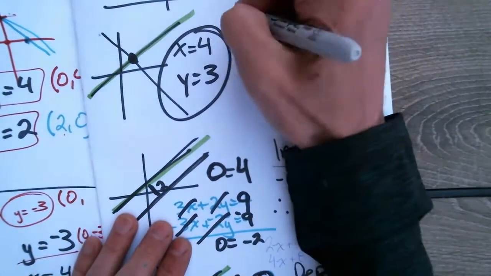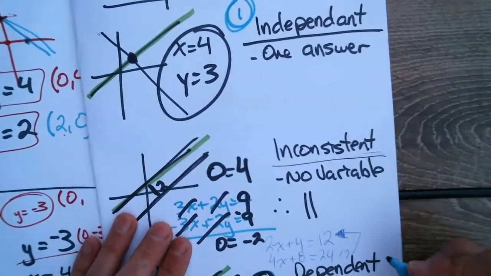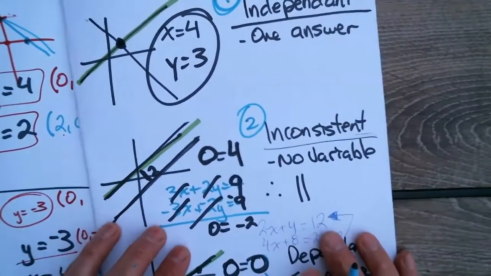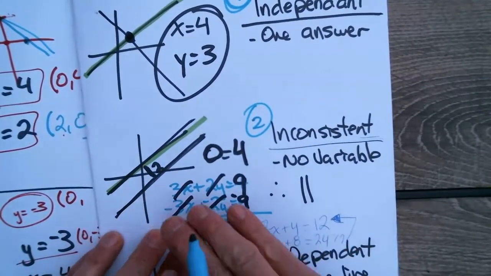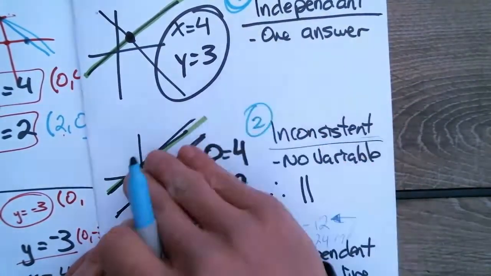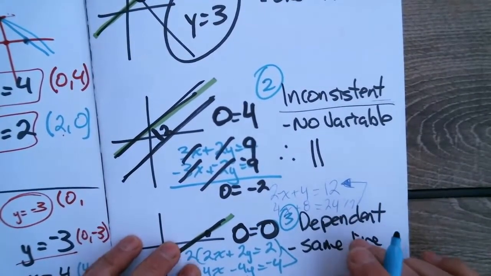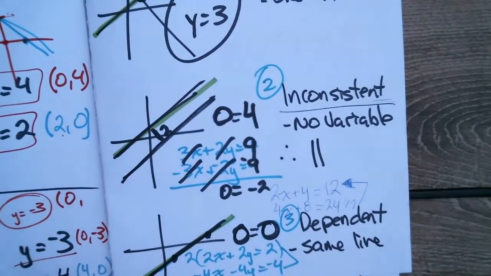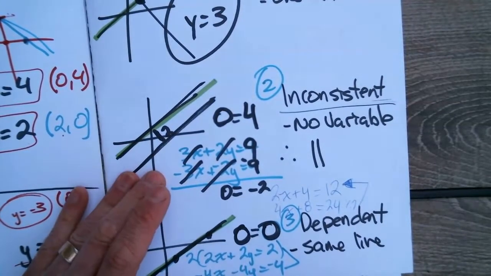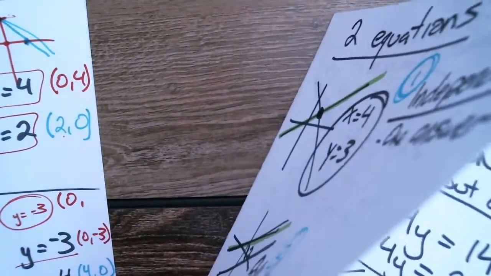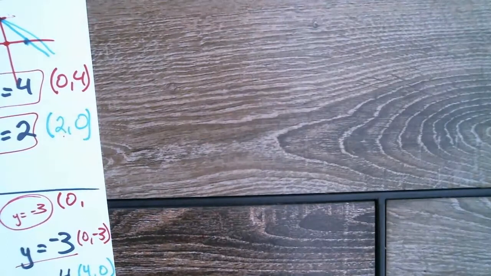So 3 different choices. 1, if I have a solution, it's independent, meaning it crosses once. 2, inconsistent, which means that they will not cross. They're going in the same direction. Number 3, dependent, meaning that they are the identical line, equivalents of each other. Okay? All right, let's get to work.